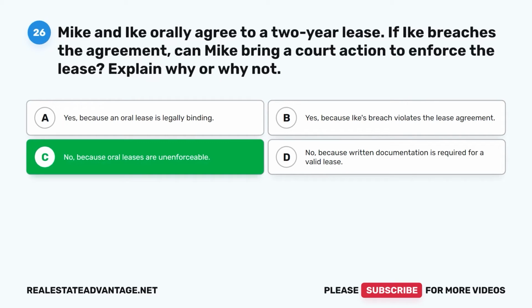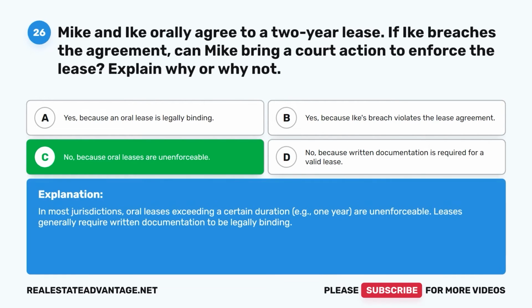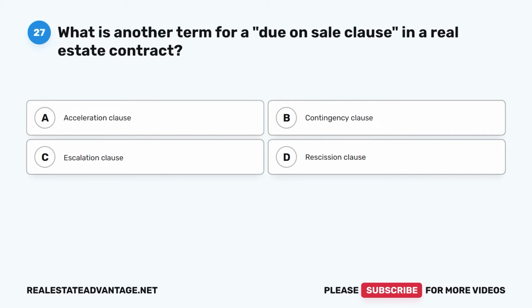The correct answer is C. No, because oral leases are unenforceable. In most jurisdictions, oral leases exceeding a certain duration, for example, 1 year, are unenforceable. Leases generally require written documentation to be legally binding.